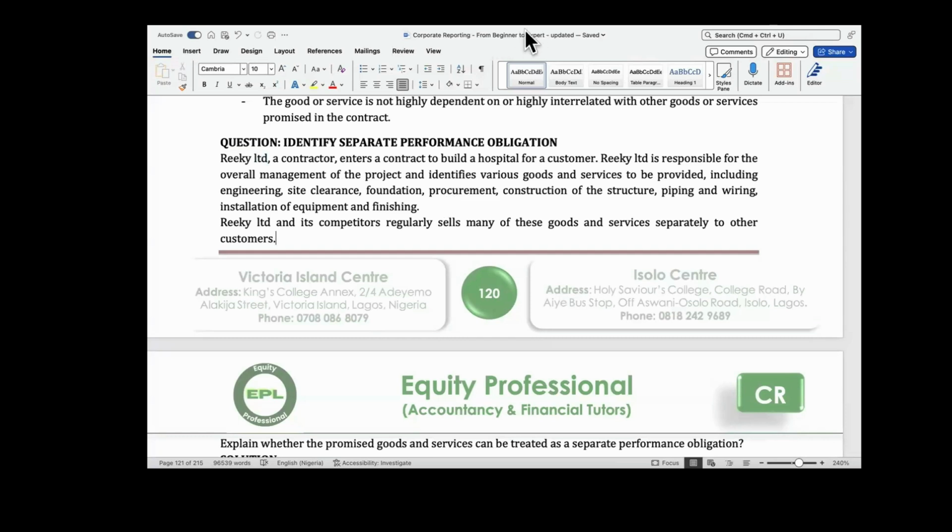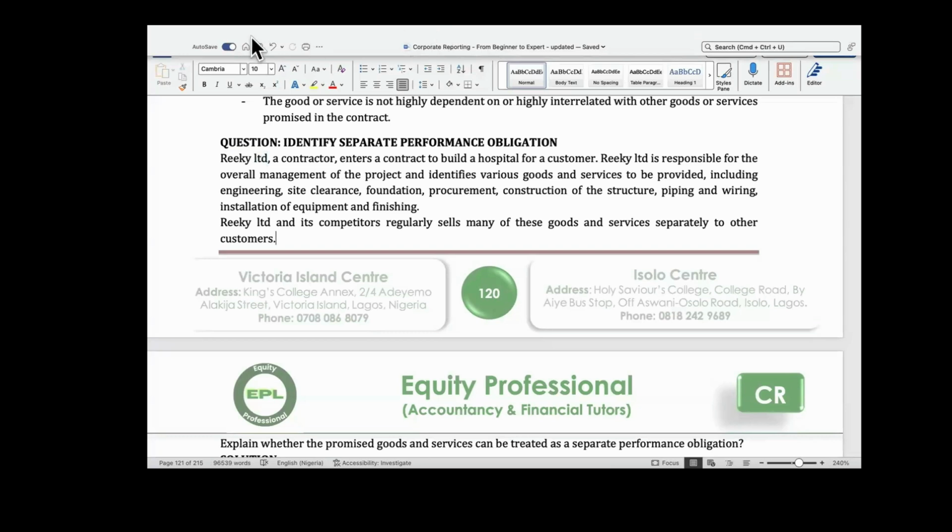Ricky Limited, a contractor, enters a contract to build a hospital for customers. Ricky Limited is responsible for the overall management of the project and identifies various goods and services to be provided, including engineering, site clearance, foundation, procurement, construction of the structure, piping and wiring, installation of equipment, and finishing. Ricky Limited and its competitors regularly sell many of these goods and services separately to other customers. Explain whether the promised goods and services can be treated as a separate performance obligation.